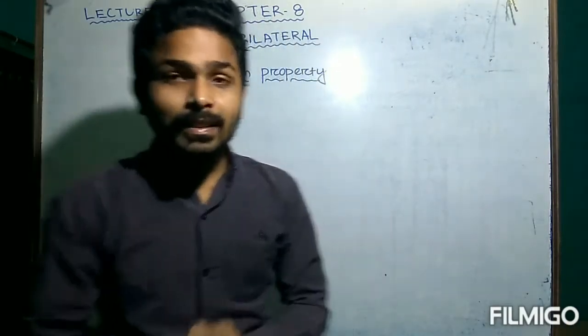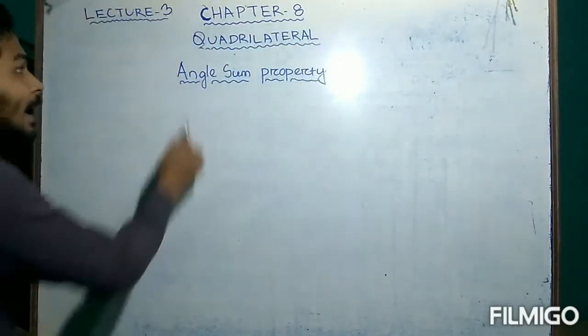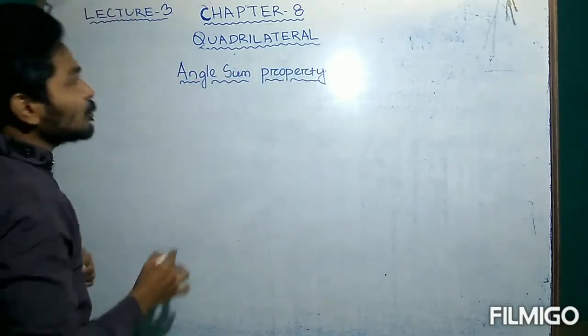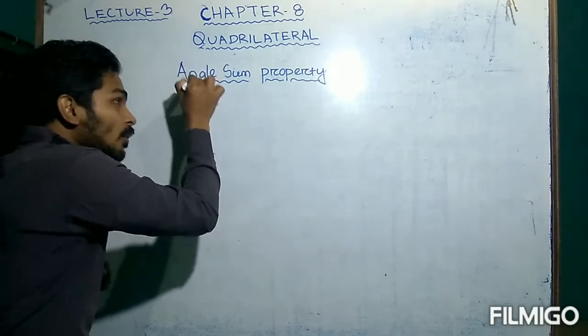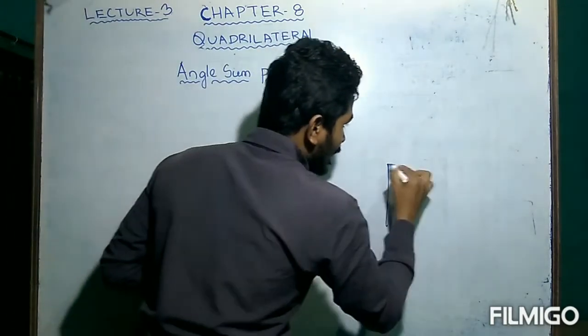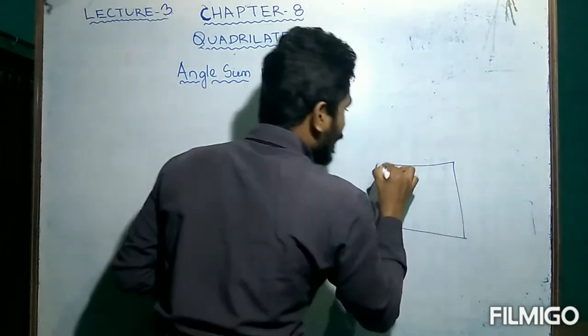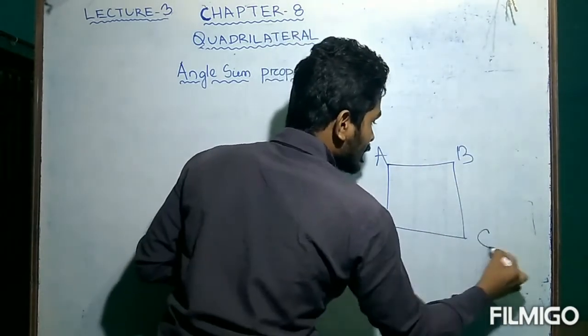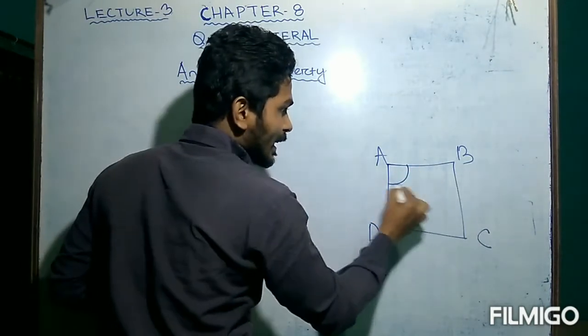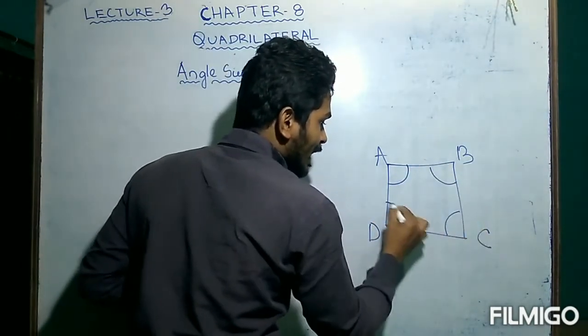And now we will discuss another concept. Okay, what is that concept? The concept is angle sum property. What does it mean? It means we have to find the sum of all the angles of a quadrilateral. If this is a quadrilateral ABCD, then we know it has how many angles? It has four angles: angle A, angle B, angle C and angle D.